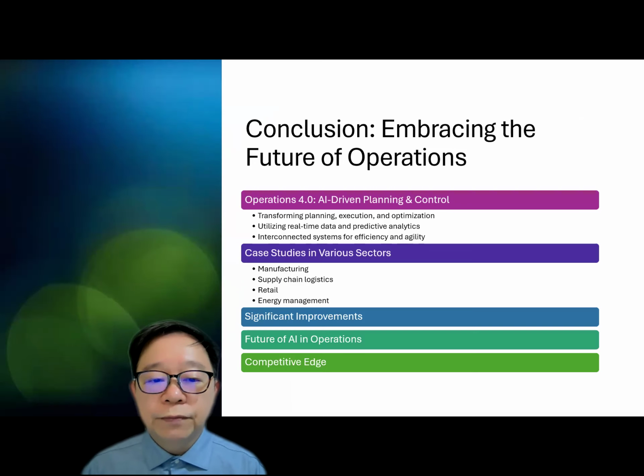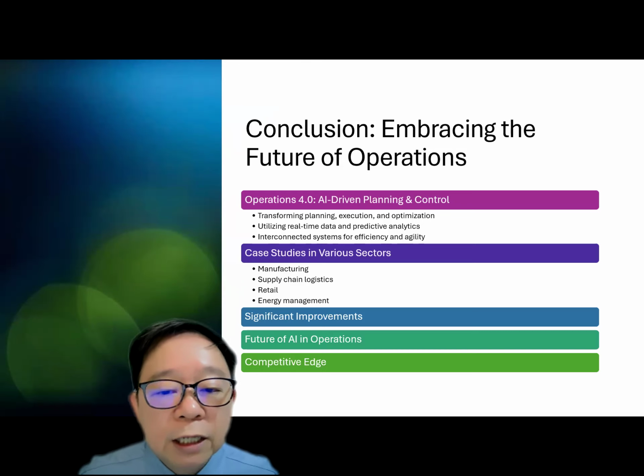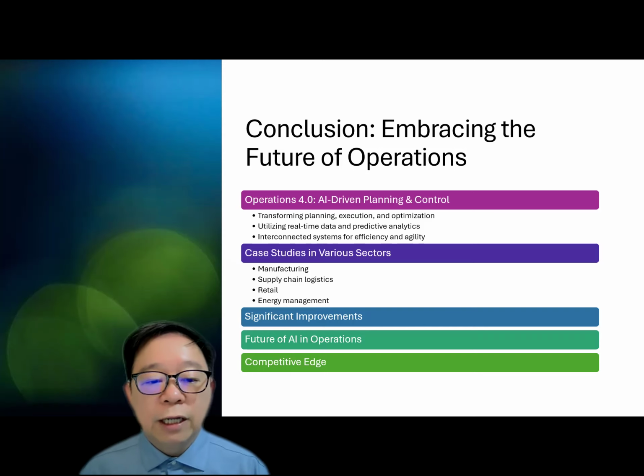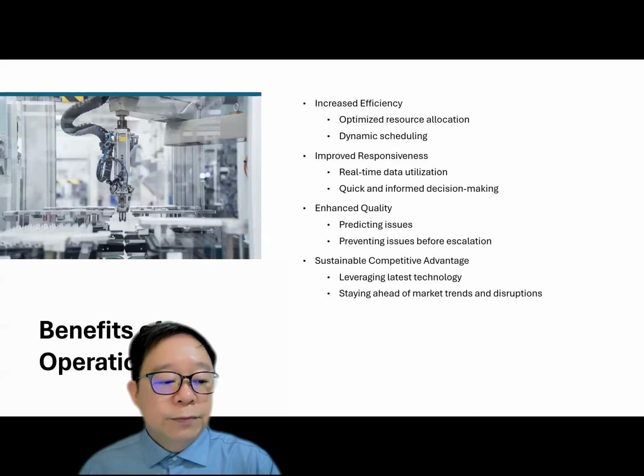So as a conclusion, Operation 4.0 AI-driven control planning can transform, or is already transforming, the planning, execution and automation, right? By using data, we can achieve predictive analytics, and with IoT, we can build an interconnected system for data efficiency and agility, right? So that is the conclusion.